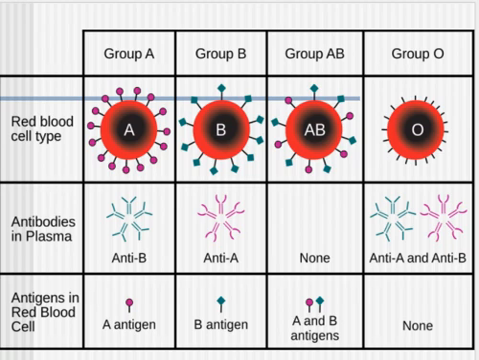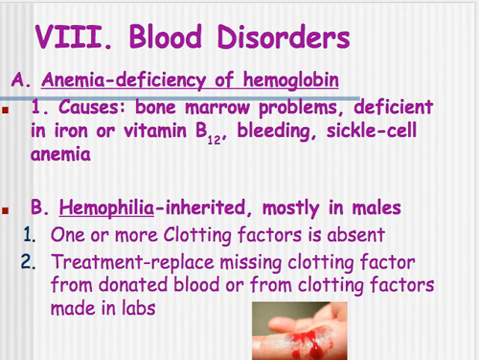All right, the last thing that we need to learn about is the idea of blood disorders. In blood disorders, there are a few things that we're going to talk about. One of which is anemia. Anemia, of course, is caused by a lack of iron. It can also be a lack of vitamin B12. You can have anemia because you have been bleeding a lot, or if you have sickle cell anemia.